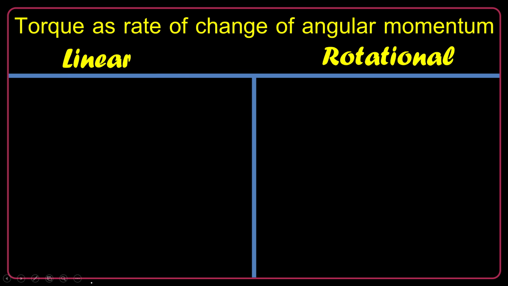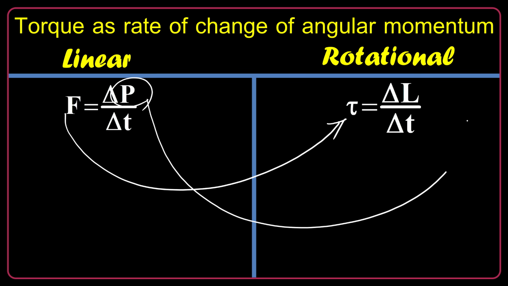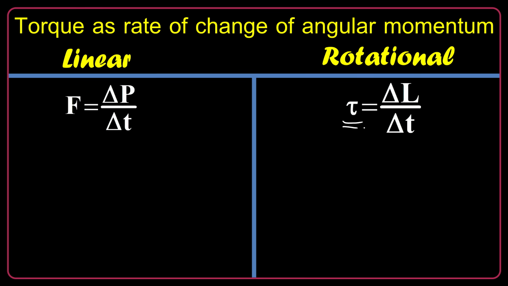In linear motion, force is equal to the rate of change of momentum in every second, delta P over delta T. This is the generalized format. So let's substitute the force for its brother, the torque, and let's substitute the momentum for its brother, angular momentum. So it's better now. Torque is equal to the rate of change of angular momentum in every second. This is the generalized format.